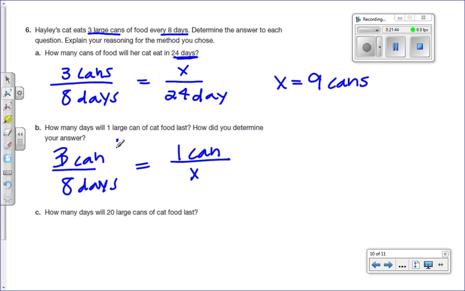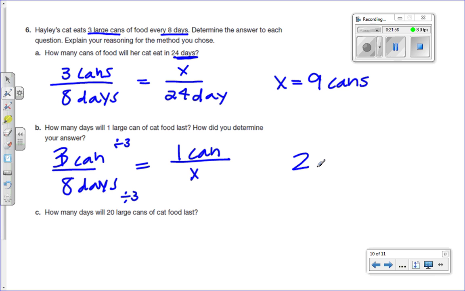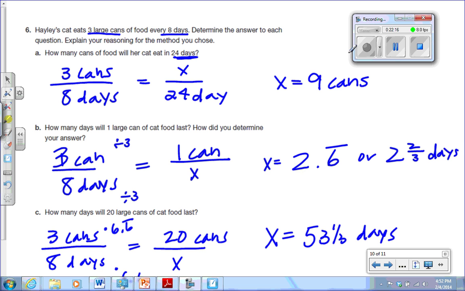3 divided by 3 would give us 1. So we need to do 8 divided by 3 to give us 2.6 repeating, or 2 2/3 days. How many days will 20 large cans of cat food last? Well, again, you're going to follow the same process. Come back and check your answer.